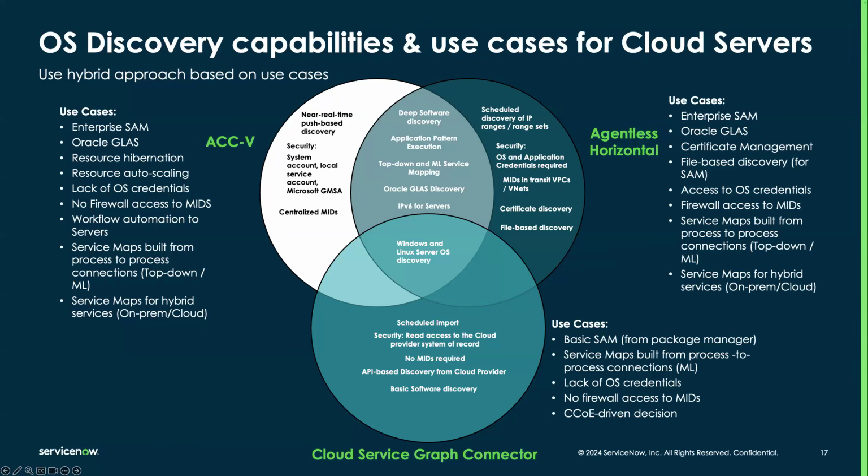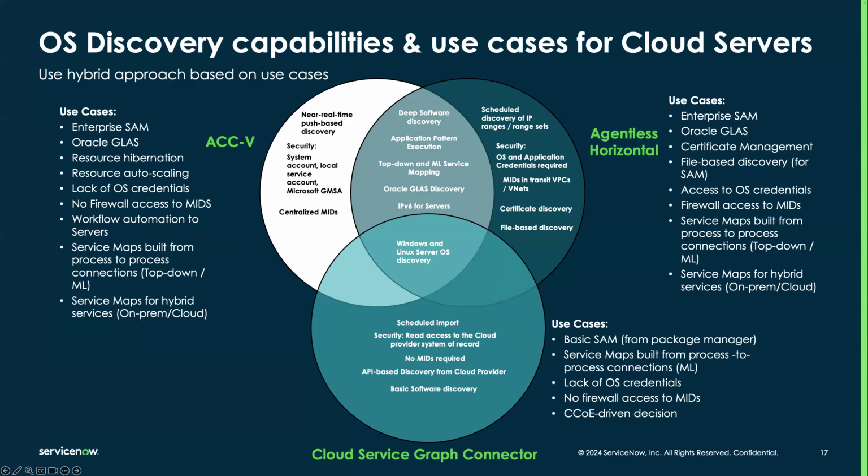This means that we have basically three main approaches. And these are either the agentless or agent-based discovery or cloud service graph connectors. Starting from the agentless horizontal discovery, that's typically the most complete approach that we currently offer, because it offers the possibility to basically cover enterprise software asset management, Oracle use cases, certificate management, file-based discovery.